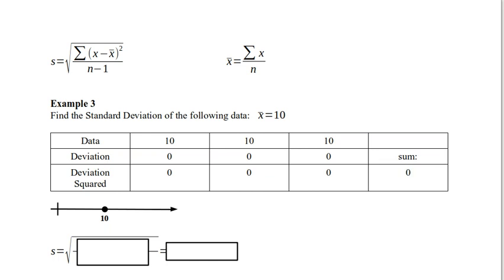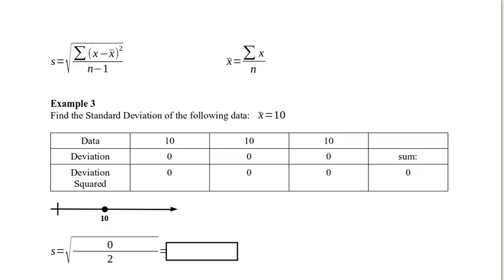You add up a whole bunch of zeros, and you've still got 0. That's the sum of the deviations squared. So that's our numerator. So when we go down into the radical, our numerator is 0. Then remember, our denominator for standard deviation is 1 less than n, so we're dividing by 2.